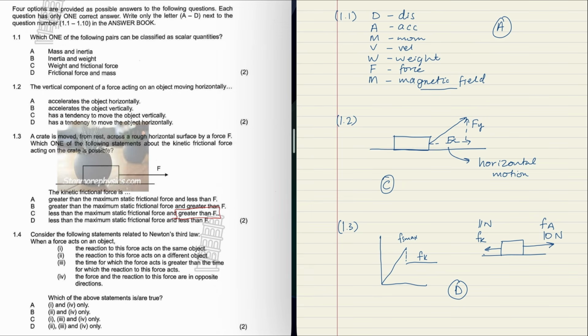And this makes sense because they tell us a crate is moved from rest across a rough horizontal surface by a force F. So it was being moved from rest and it has a force applied that is F. That means the force applied is definitely more than Fs max because it's moving, right? So if that same force is being applied on the object, it stands to reason that the force is still going to be greater than friction or kinetic friction.